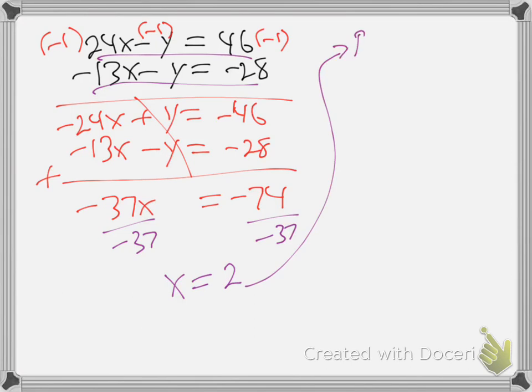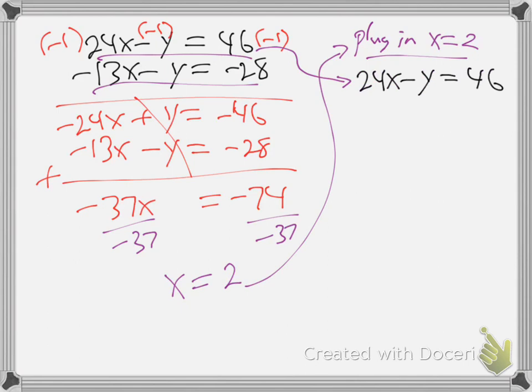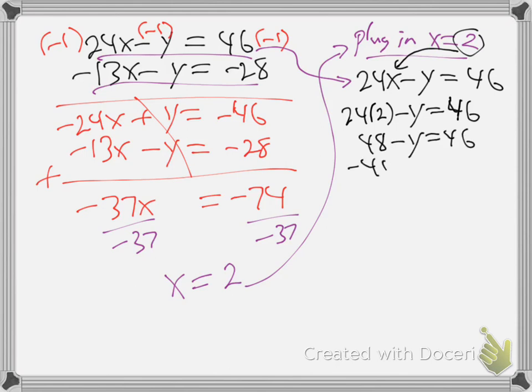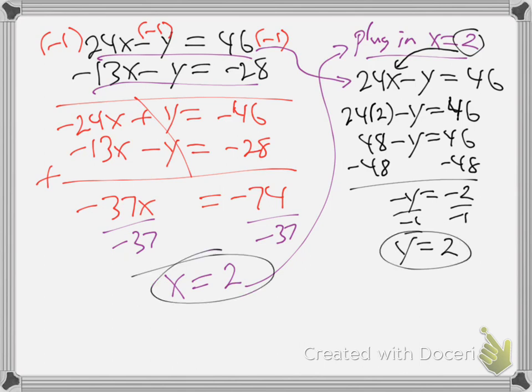So now, plug in x is 2. Just grab one of those last 2 that you had. Doesn't really matter which one. What about 24x minus y equals 46? That's what I'm grabbing too. Plug that 2 in there. 24 times 2 minus y equals 46. And what's that? 48 minus y equals 46. Minus y is minus 2. So multiply both sides by negative 1. Y is 2. X is 2, y is 2.